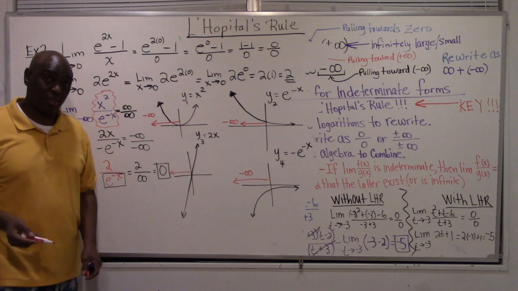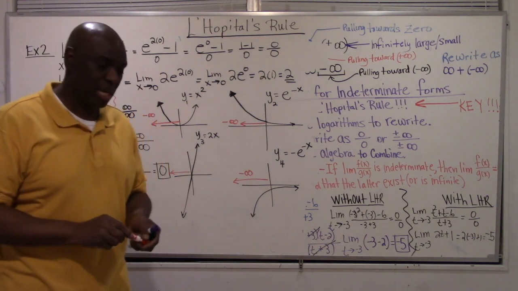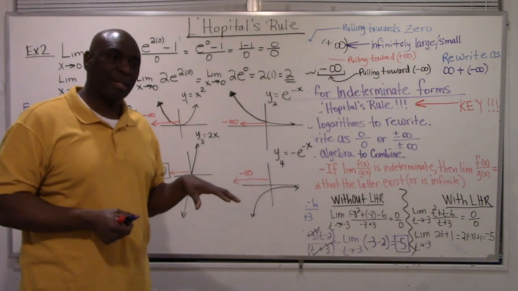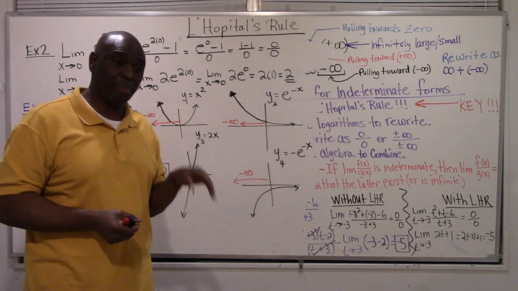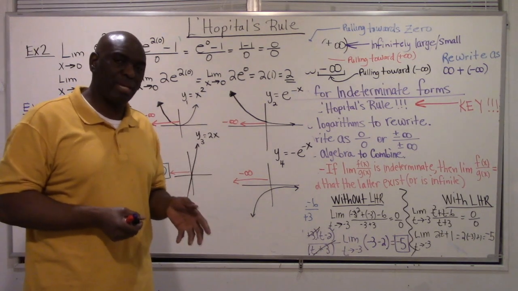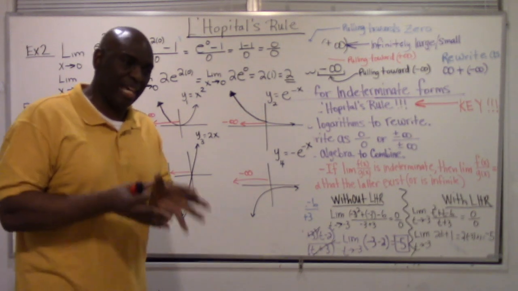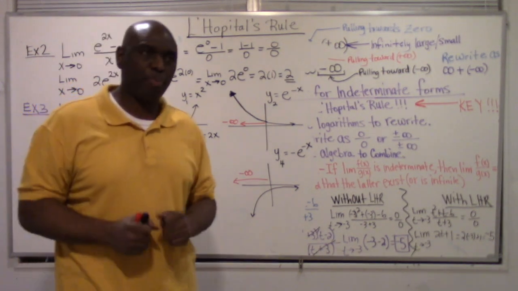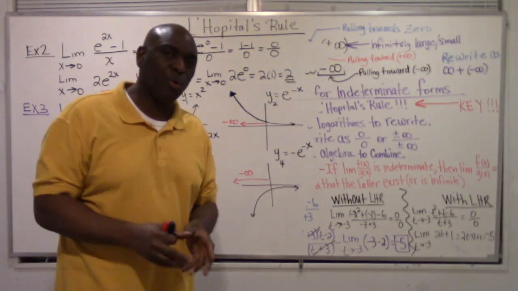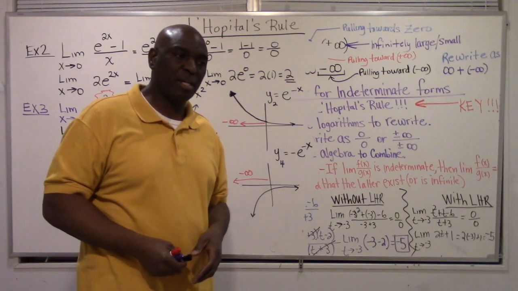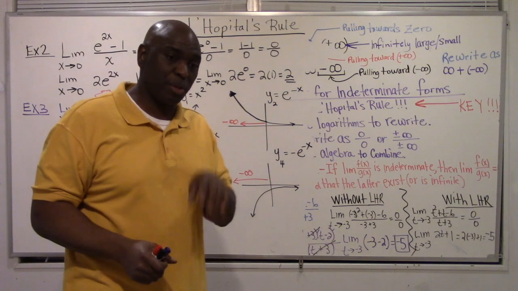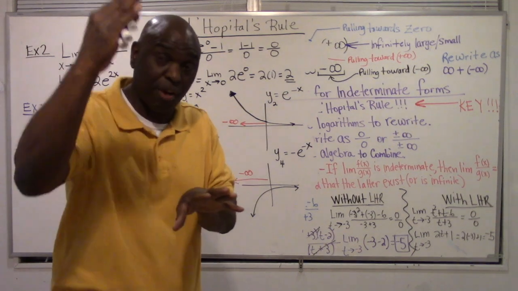comparative growth rates and a comparative growth factor, and we said how logs grow at a much, much slower pace than polynomials or algebraic, and how the algebraic grow at a much slower pace than the exponentials, and how the exponentials grow at a much slower pace than the factorials, and how the factorials grow at a much slower pace than the variable powered exponentials. In other words, a power to a power or a variable to a variable.